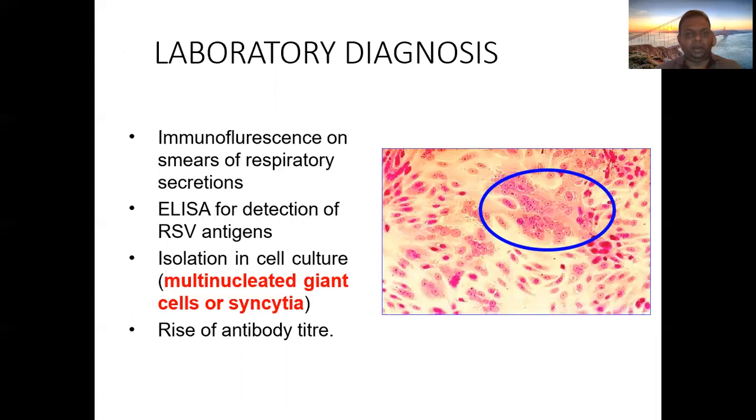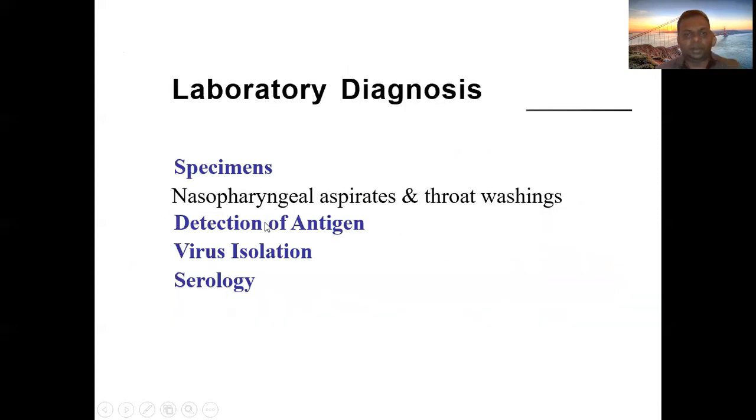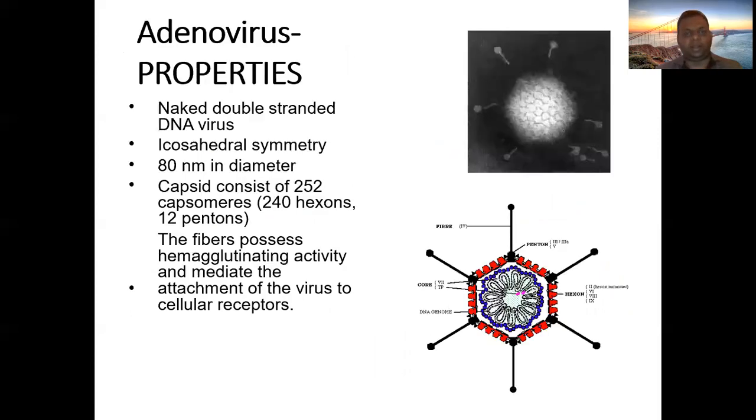For laboratory diagnosis, as I said, we can do immunofluorescence. If you do immunohistochemistry with tissue, a lung biopsy, in the alveoli we can see multinucleated giant cells, so syncytial formation, but it's rarely done. Treatment is symptomatic, and aerosol ribavirin is given for severe infections in infants. Vaccines are being developed, but not properly available. Laboratory diagnosis, same. Treatment and prevention, same. No vaccine.